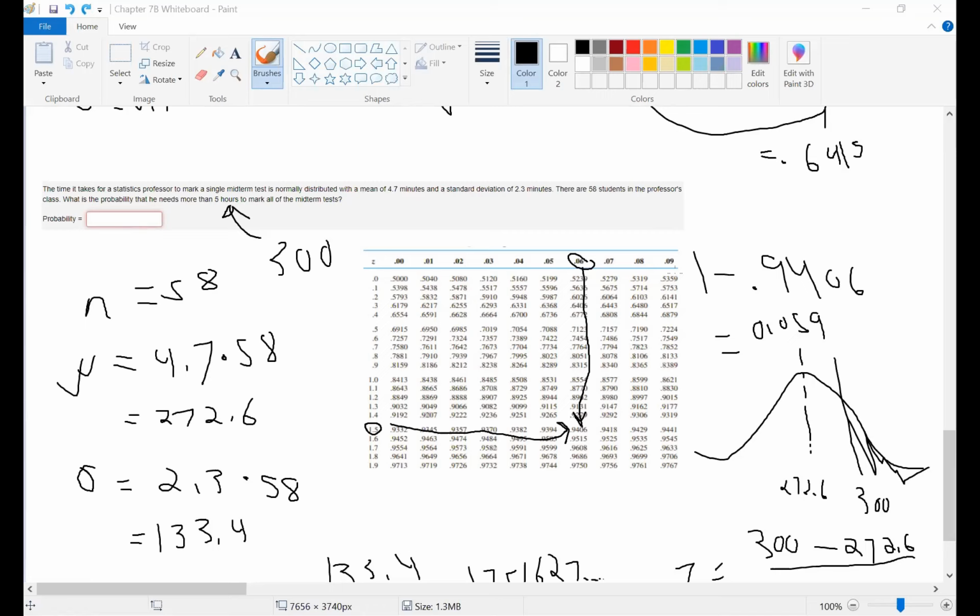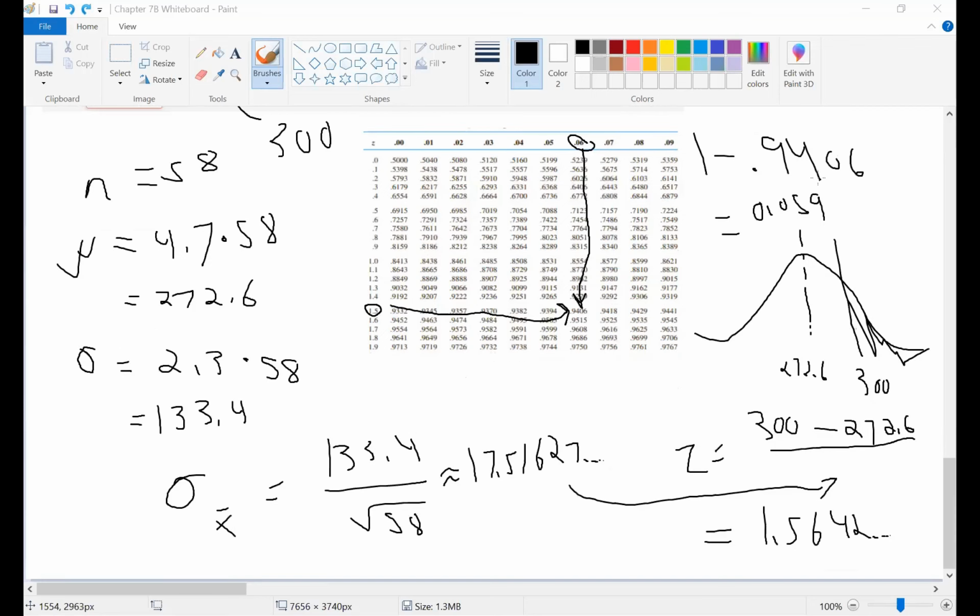What number, Chloe? Oh, the answer to the last step is 0.59. That's correct. 0.059. There we go.